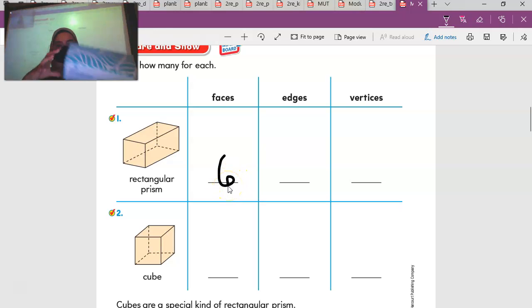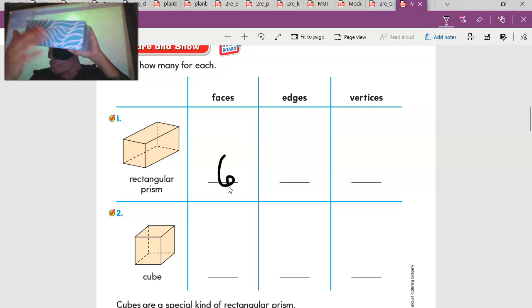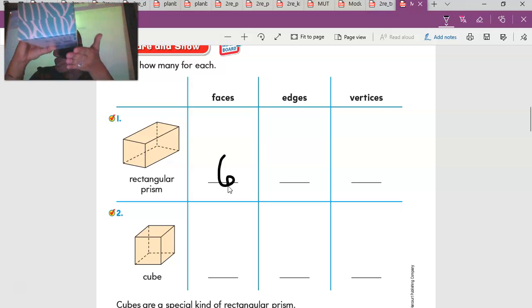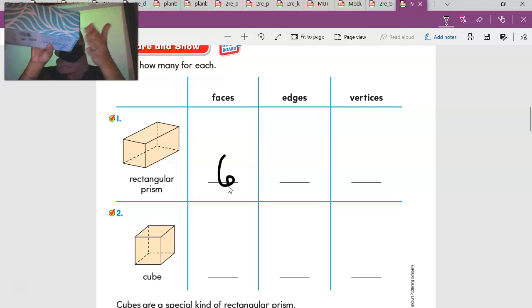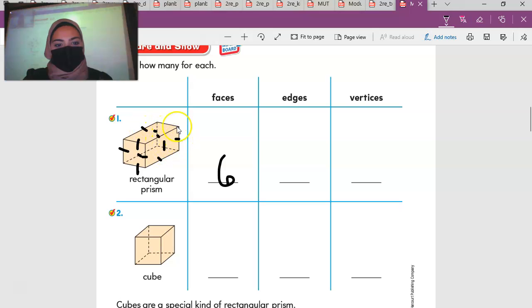How many edges does it have? 1, 2, 3, 4, 5, 6, 7, 8, 9, 10, 11, 12, the sides. Let's count this one. 1, 2, 3, 4, 5, 6, 7, 8, 9, 10, 11, 12. 12. Sometimes it helps if you use a highlighter to highlight the edges as you count.